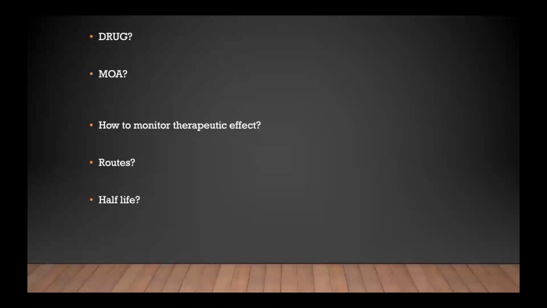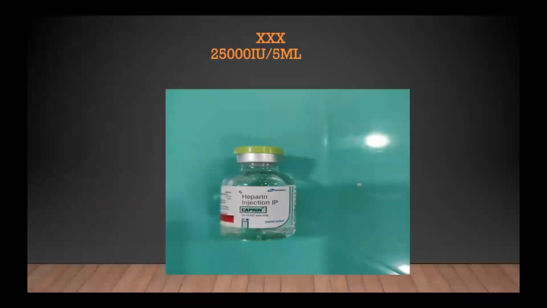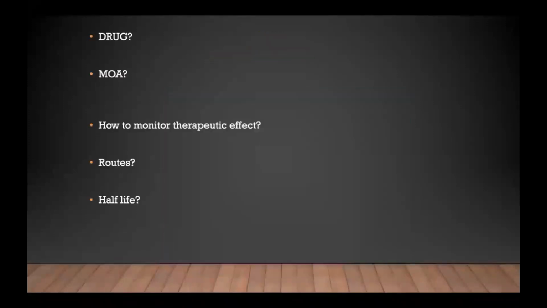It is a heparin anticoagulant, madam. What type of heparin is this? This one which I have put over here. Unfractionated heparin. So how does it act? Antithrombin. It is an indirect thrombin inhibitor. It binds to antithrombin III and further inhibits thrombin.